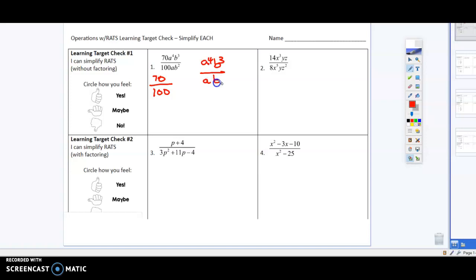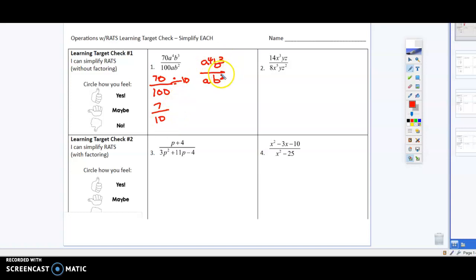So we're gonna focus on the numbers first, and then we'll look at the variables. So over here, you're going to take out your greatest common factor. Well, the greatest common factor of 70 and 100 is 10. So I'm going to divide these both by 10. So 70 divided by 10 is going to give me 7. 100 divided by 10 is going to give me 10. So that is what my numbers are going to be.